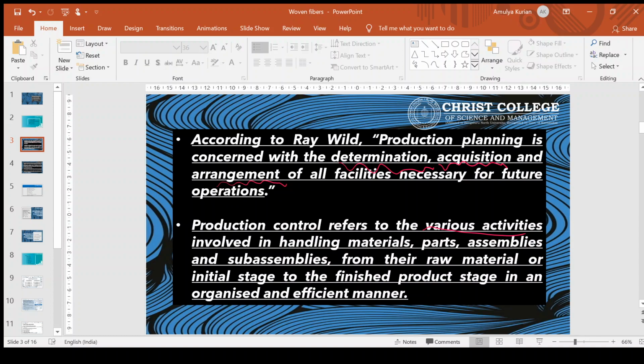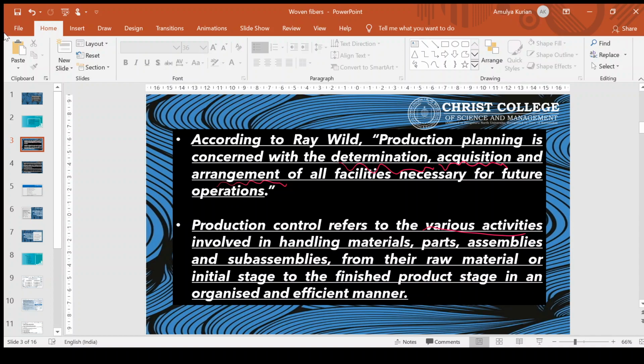So basically, when you plan, you think about how we will acquire, what quantities are needed, and what arrangements are to be kept in order to perform the future operations. Production control just checks whether everything is done in an organized and efficient manner. So these are the two definitions of production planning and production control.